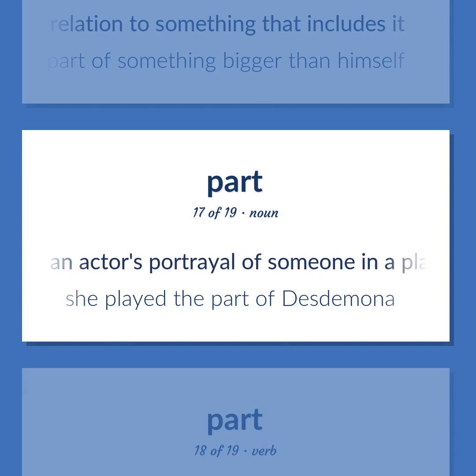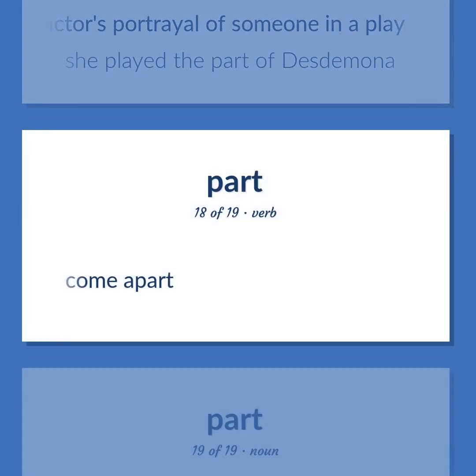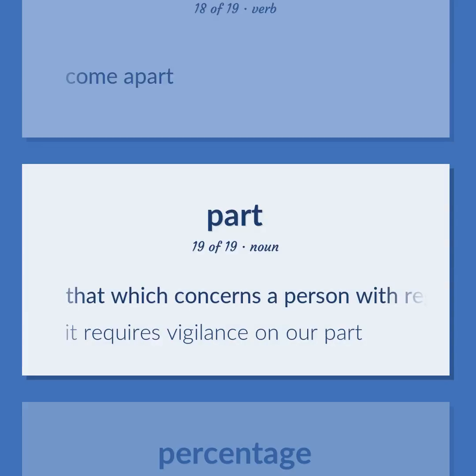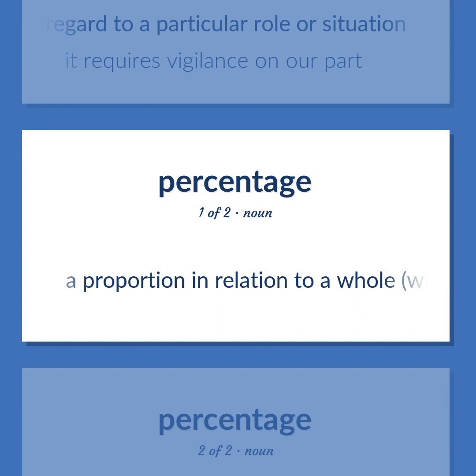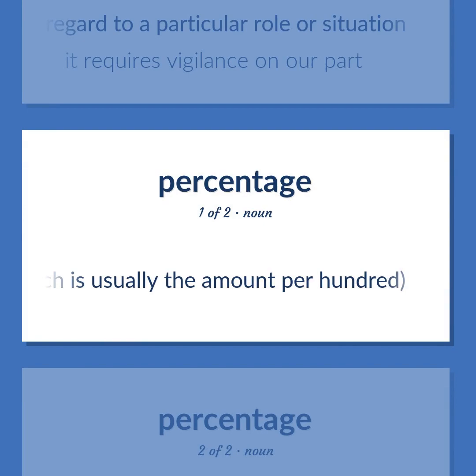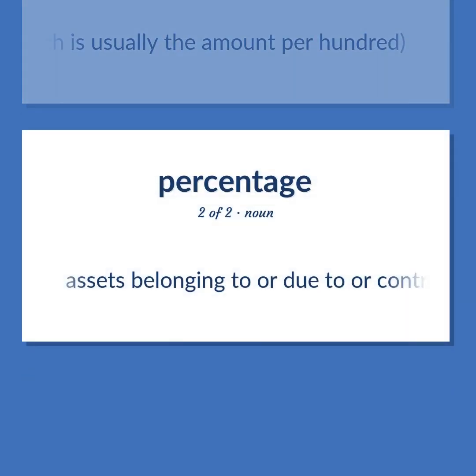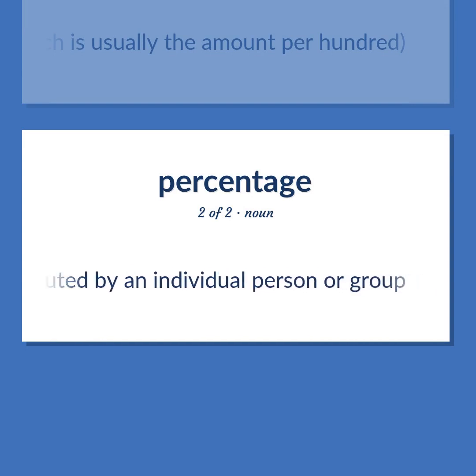An actor's portrayal of someone in a play. She played the part of Desdemona. Come apart. That which concerns a person with regard to a particular role or situation. It requires vigilance on our part. A proportion in relation to a whole, which is usually the amount per 100. Assets belonging to or due to or contributed by an individual person or group.